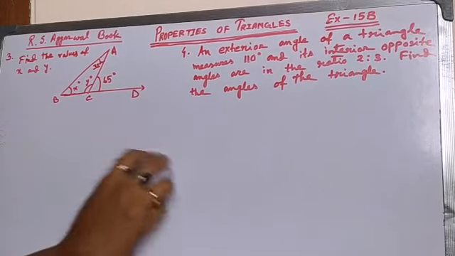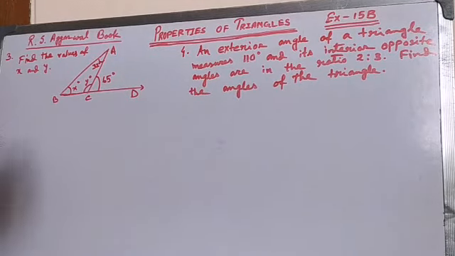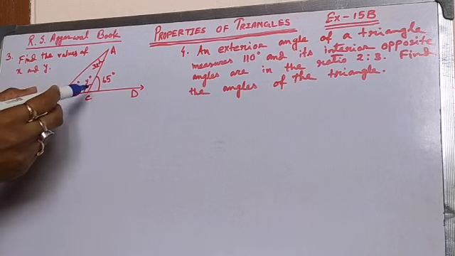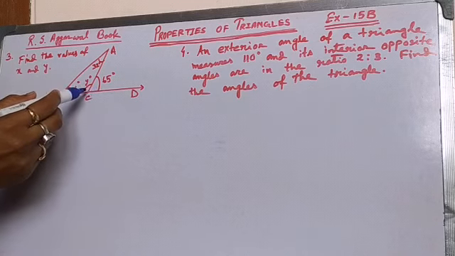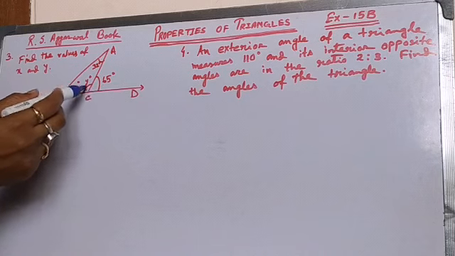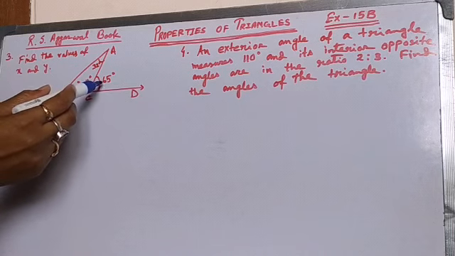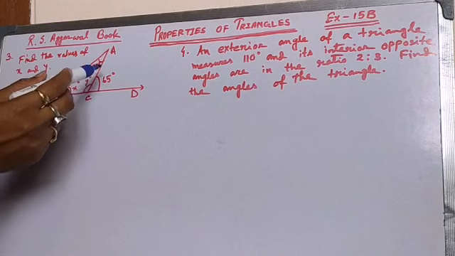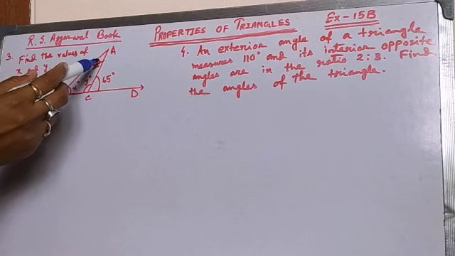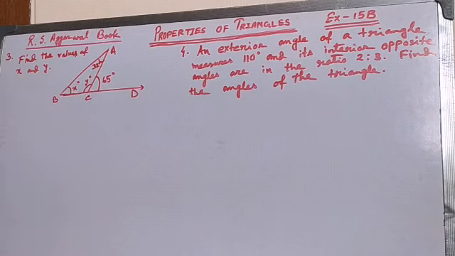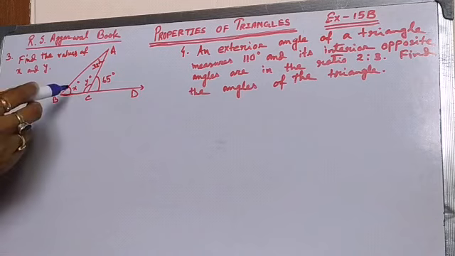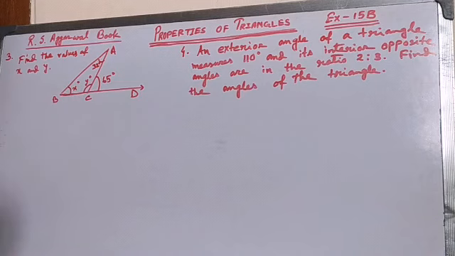Question number 3. Here I have already drawn the figure. Find the value of x and y. The exterior angle is the angle formed outside the triangle. So this is the 65 degree exterior angle, and the interior angles are 32 degree, x degree and y degree. I have to find x degree and y degree.